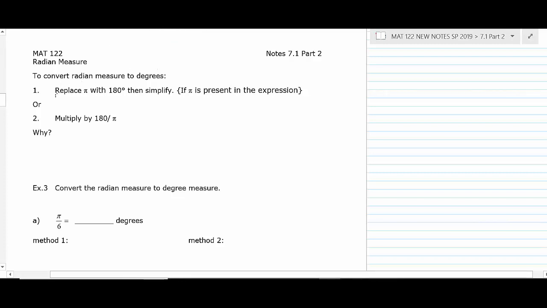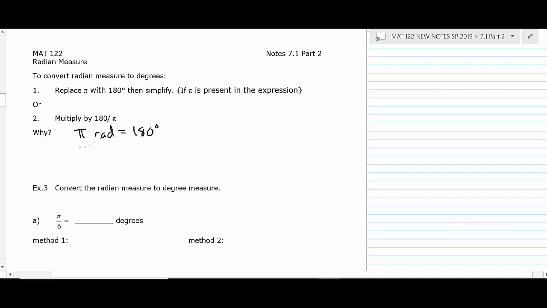There's 2 ways to do this. If you have pi in your expression like you do here, you just replace pi with 180 and simplify and you're done. Or you can multiply the expression by 180 over pi. The reason that you do this is because of this. Again, the one thing that you're not allowed to forget in this class is 180 degrees is pi radians. You've got to know that. If you remember that, then you can figure everything out.